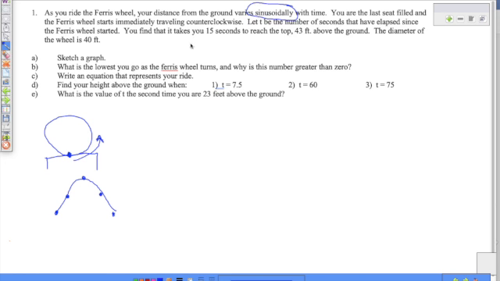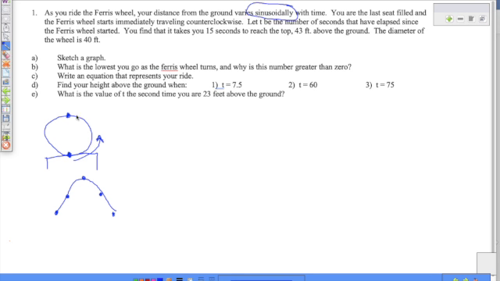Let's see what else happens here. Let t equal the number of seconds that have elapsed since the Ferris wheel started. You find that it takes you 15 seconds to reach the top, which is 43 feet above the ground, and the diameter of the wheel is 40 feet. Okay, so I can start labeling some things here.